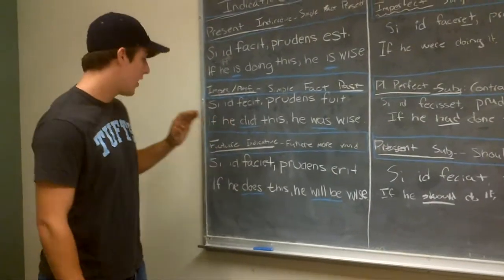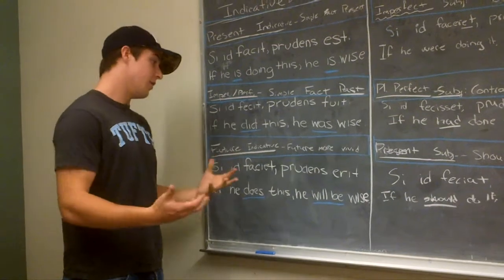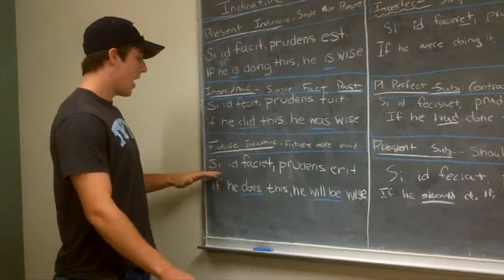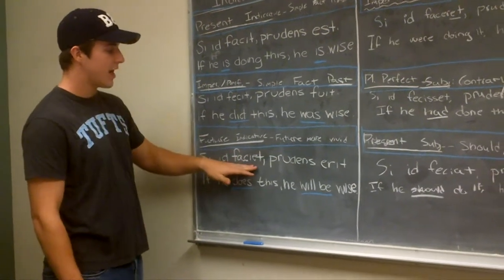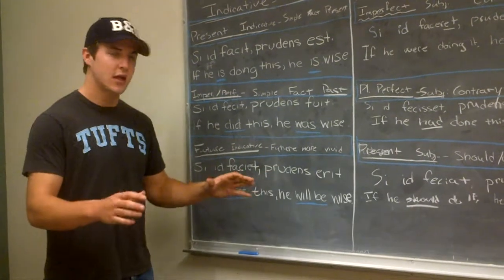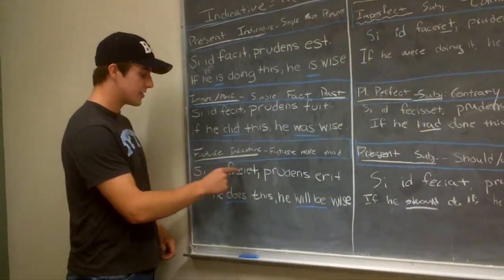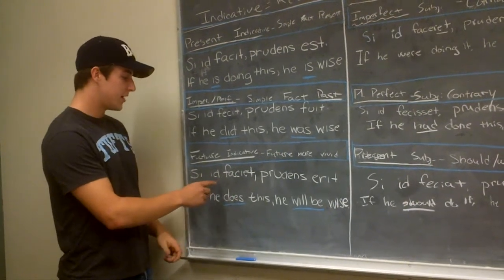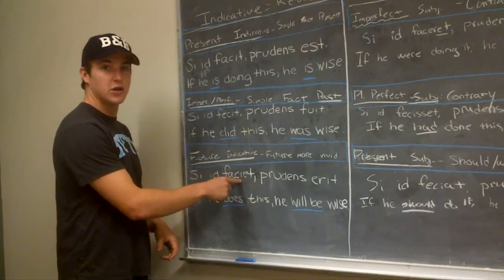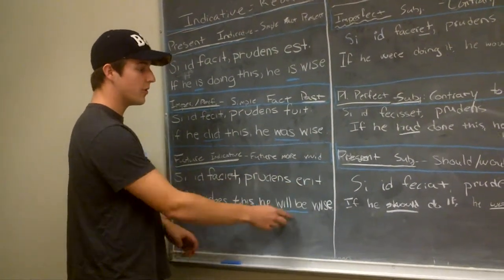And then moving on to the future. For the future indicative, we use the future indicative tense, and they're called future more vivids. Si id faciet, prudens erit. If he does this, he will be wise. The only translation help really here is that we translate this not as if he will do this, we translate it as if he does this now. So you're translating this future indicative as a present, and then this part as the future part. So he will be wise.